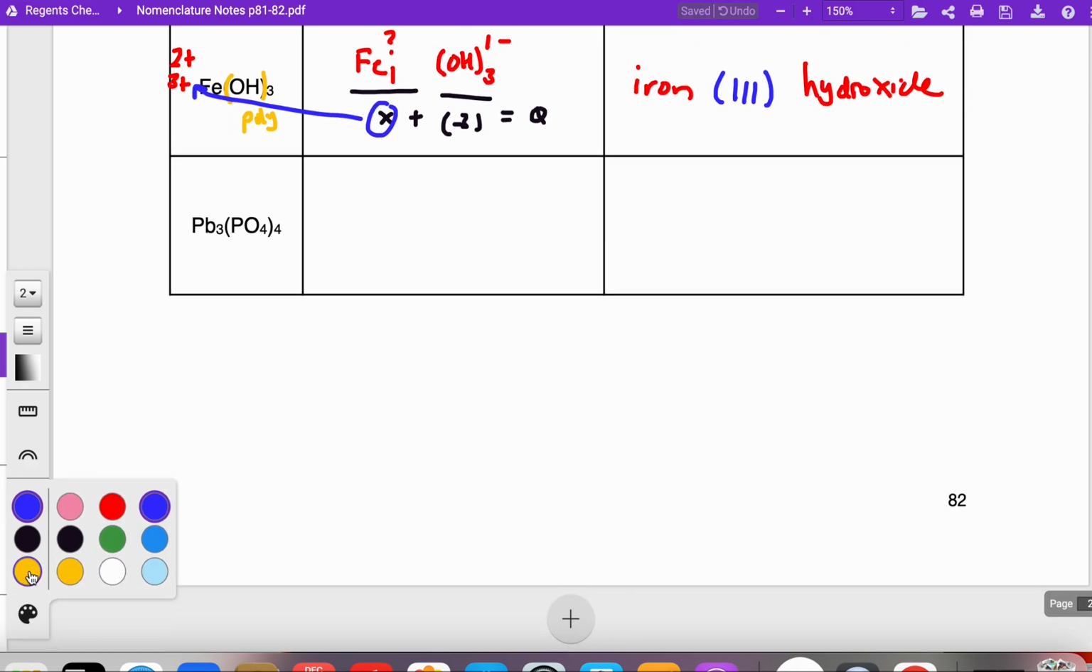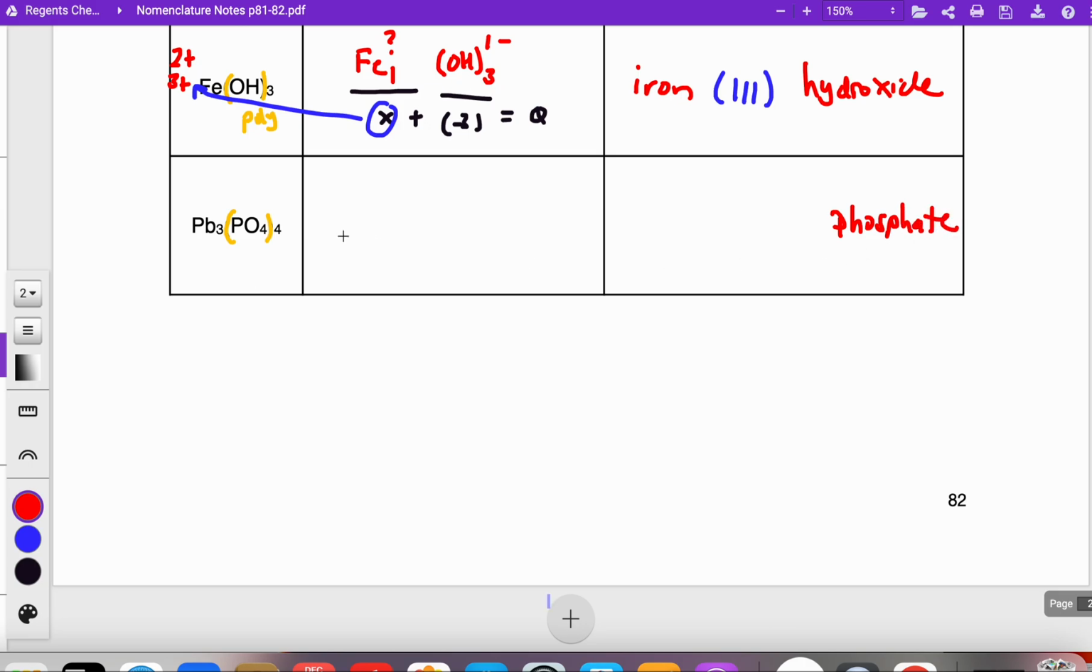So right away we see Pb3, open parentheses, PO4, close parentheses, 4. We see those parentheses, which is a big clue for us, so we know that we have a polyatomic. So right away, we can go to our table E, and PO4 is known as phosphate. Now, Pb is not on table E, so we know it's an element, so we go to table S, and we know its name is lead.